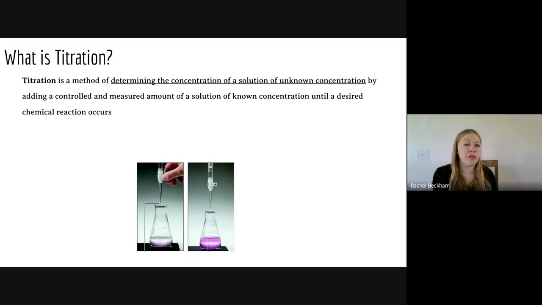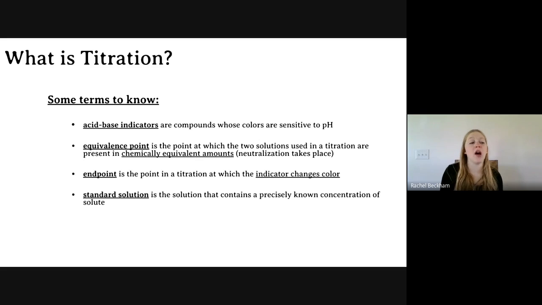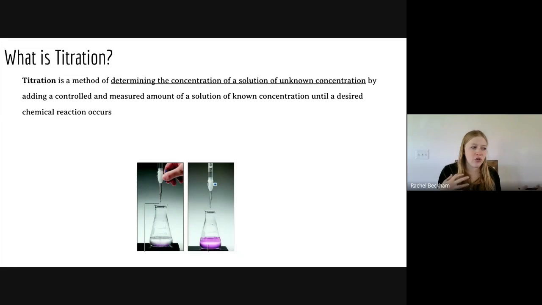And what this is useful for is if you have an acid and you don't know how strong it is, you can figure out how strong it is by determining how many drops of the base it took to get there. If it takes a ton of base to neutralize it, it's probably a really strong acid. If it only took a little bit of the base to neutralize it, then it might be really weak. And so titration is a way to determine the concentration of an unknown solution.